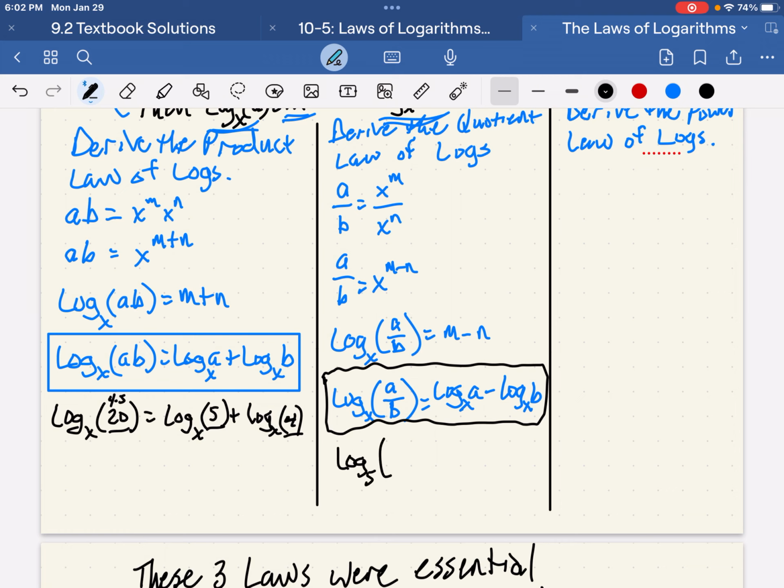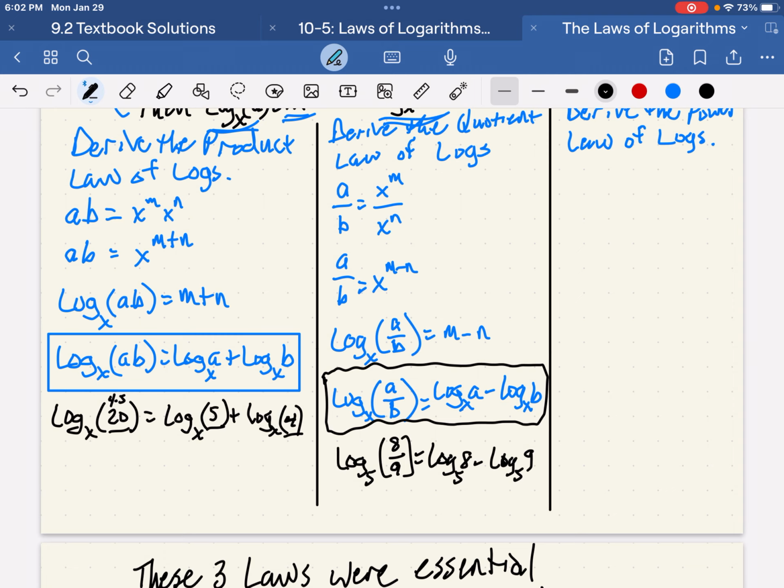the log of a fraction, just for example, log base 5 of 8/9, that is absolutely equivalent to log base 5 of 8 minus log base 5 of 9. That's what we can do with the quotient rule, is we can say that the log of a fraction is equivalent to the log of the numerator minus the log of the denominator.